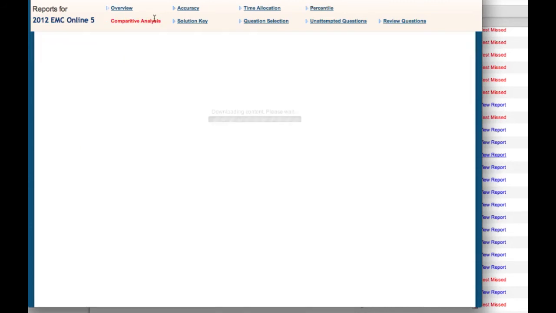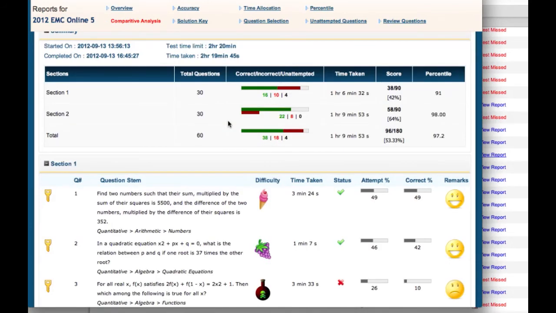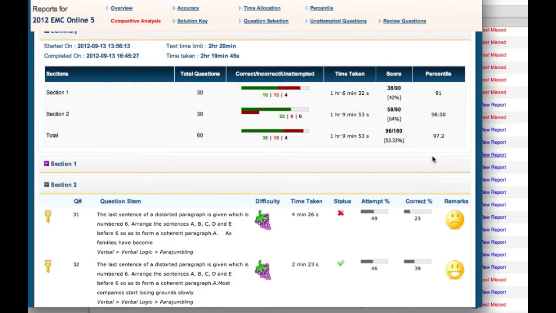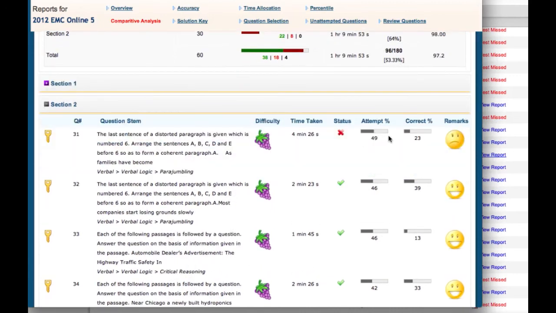Let us look at comparative analysis. On the top you have time taken, score and percentile, which is fine. Let us go down slightly. What is attempt percentage? Out of all the students who have actually attempted this question, or rather seen this question in their question papers, 49% have attempted it. So you can very clearly see the ratio of people actually attempting this question, and out of all the people who have actually seen this question, 23% have got it right. So you can very clearly identify where exactly you stand.